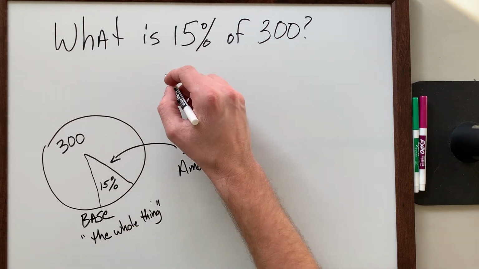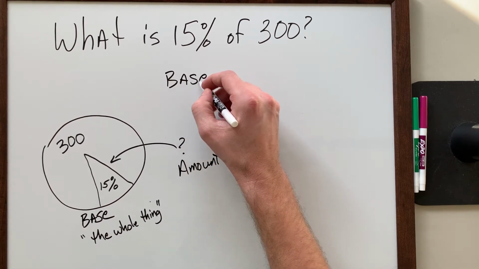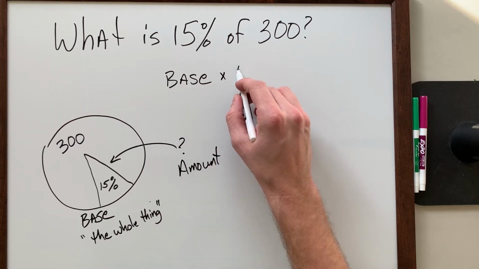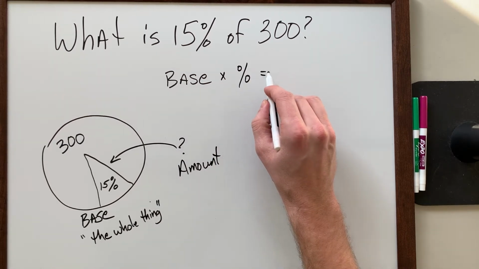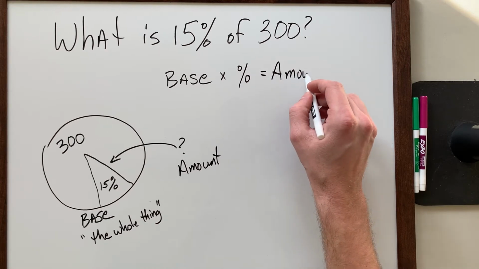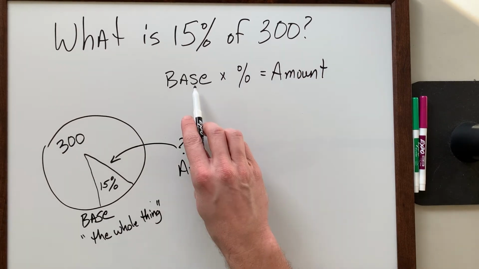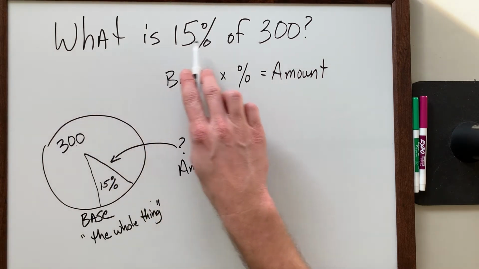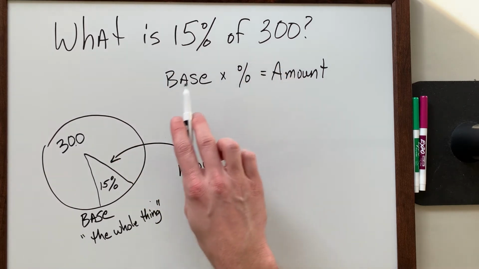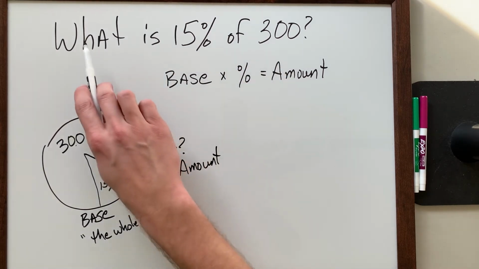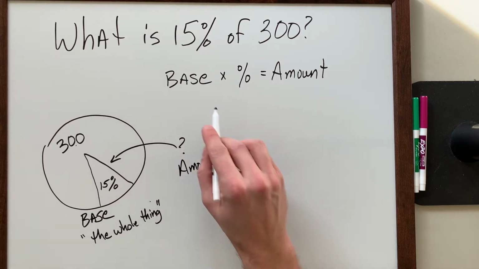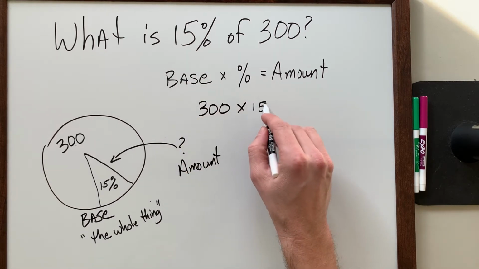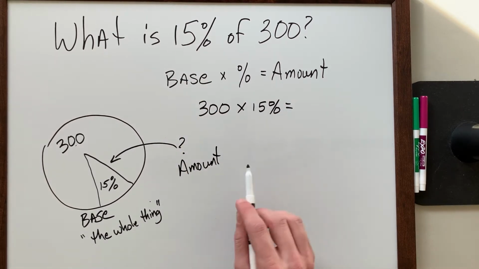To solve this, what we're going to set up is a relationship. To solve percentage problems, we have a base, and we're going to multiply that by a percentage, and what that's going to do is give us the amount that we are looking for. Base times a percentage equals the amount. So let's take this question here, which is in English, and we're going to convert it into the math relationship. English to math, okay? So the base is 300, and we're multiplying it by 15%. And that's going to be equal to the amount.